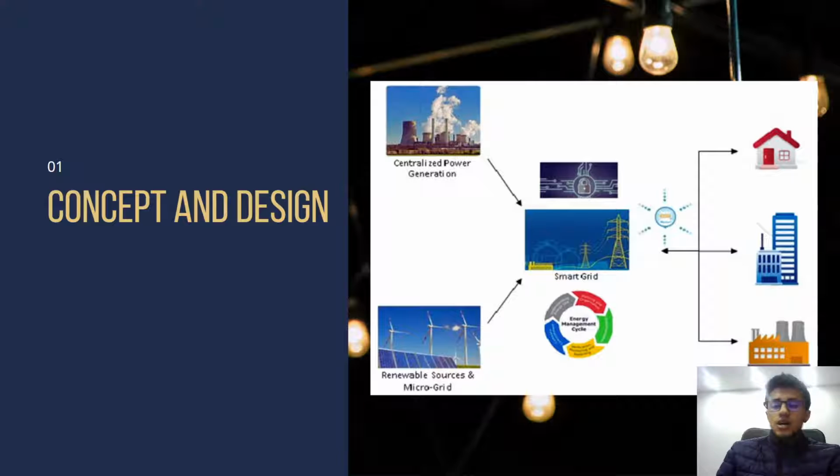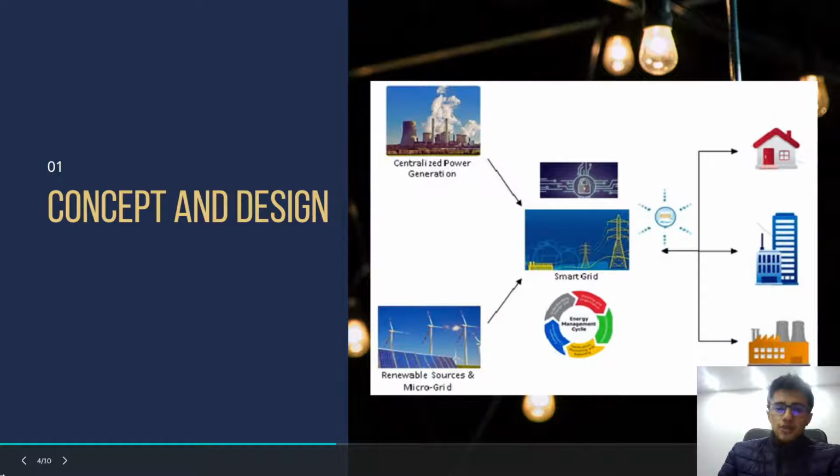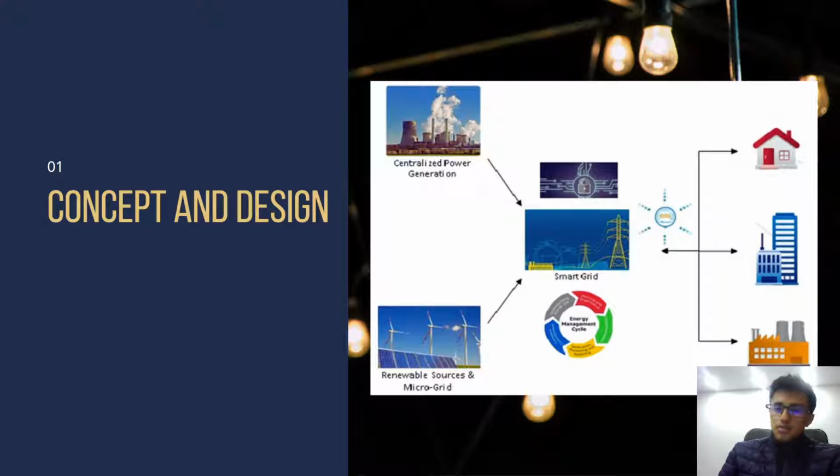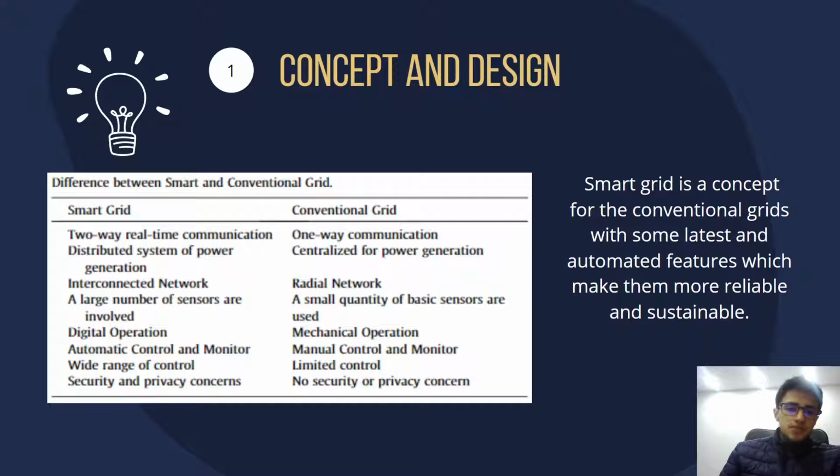Okay, let's begin with the concept and design. We have here a basic schematic. On the left, we can see the centralized power generation, renewable sources, and microgrid. In the center, a smart grid. And on the right side, the distribution of the electrical energy to houses, to cities, and to factories. And we have here a two-way communication. You can see it.